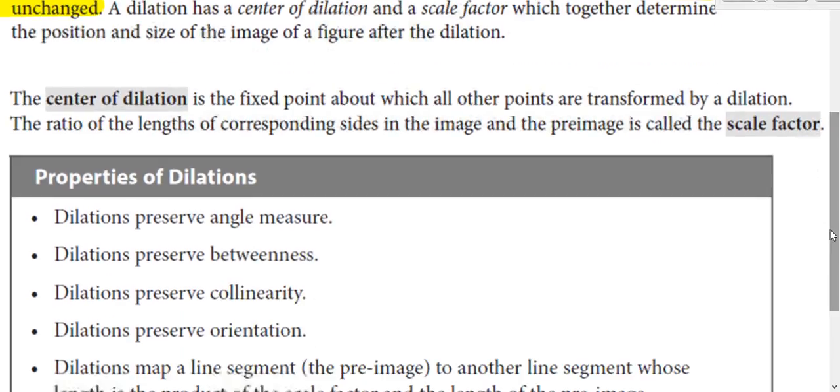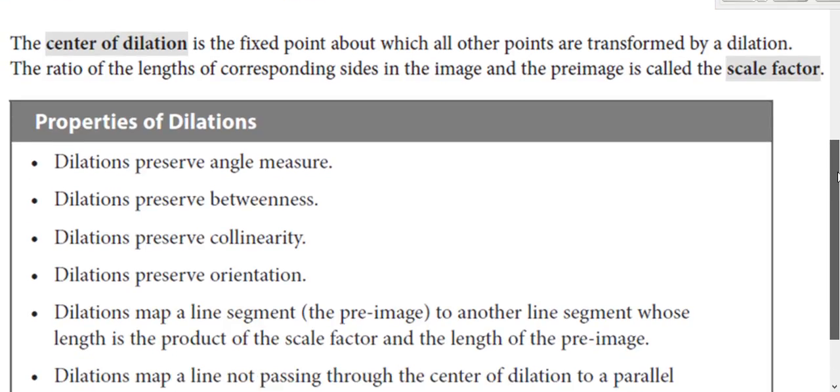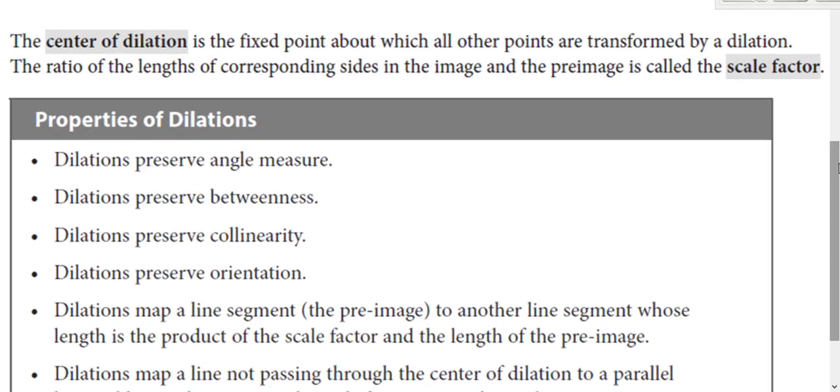So there is a center of dilation, which, sticking with the pinch zoom in, it's the part where you pinch zoom on. If you pinch at a certain point, that's the center of dilation. That's the part that gets larger. That's where everything's focused about where it gets larger. So it's a fixed point where all the other points are transformed by the dilation.